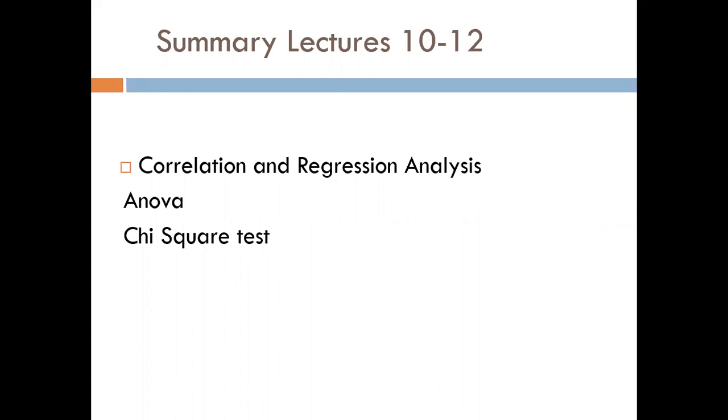In the last class, we looked at one-way analysis of variance, which is used in investigating the differences in two or more population means. Today, we want to proceed with correlation and regression analysis, as well as the chi-square tests, or the chi-square analysis.